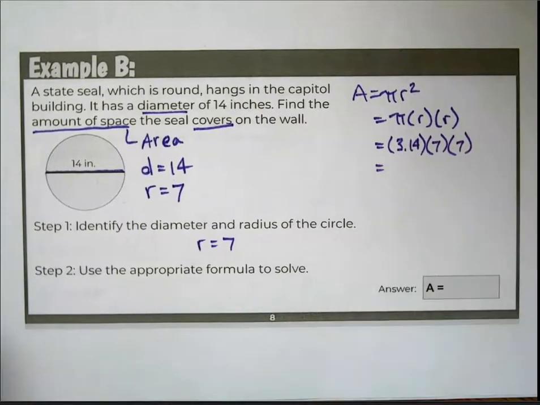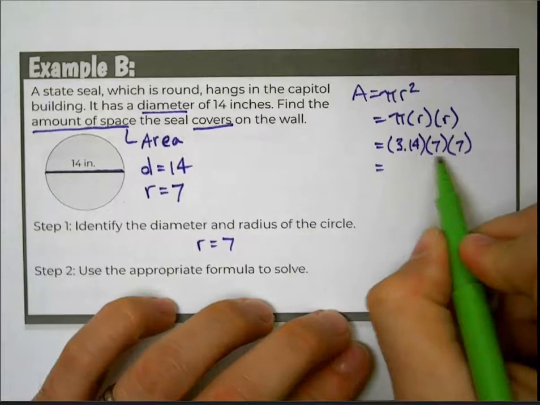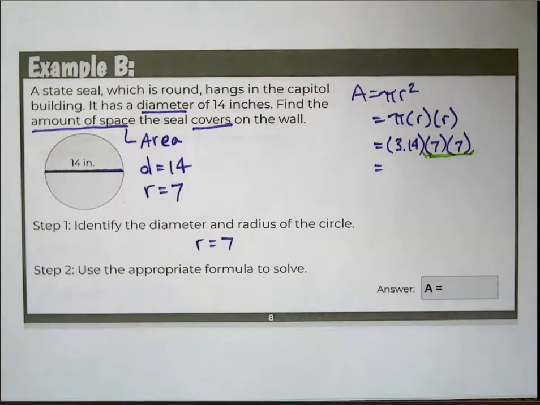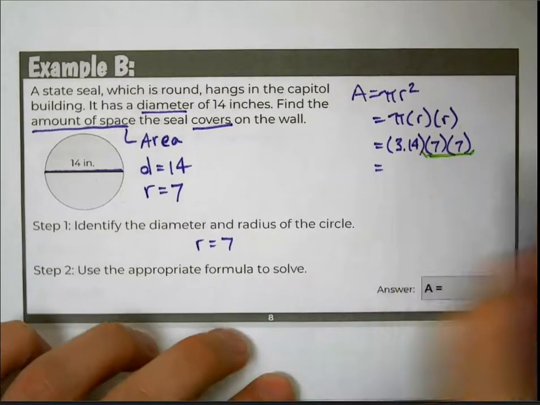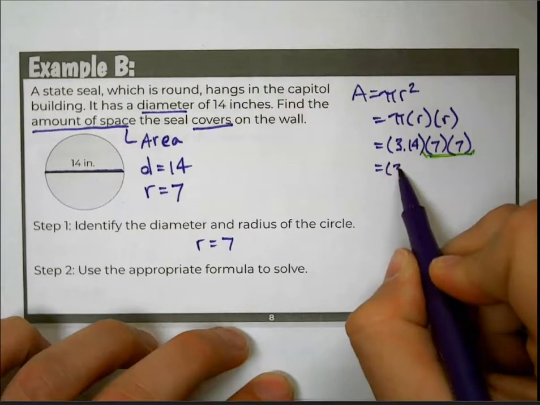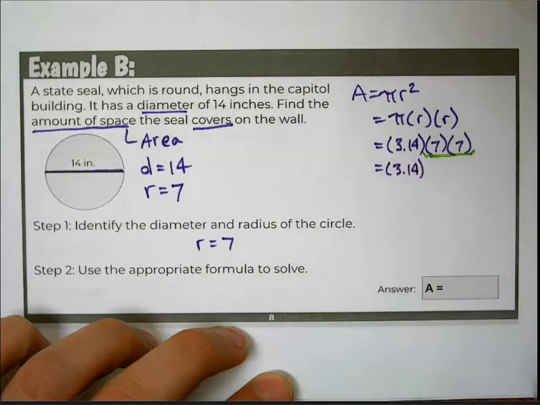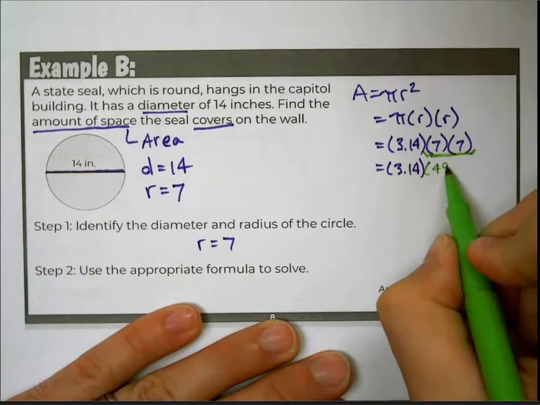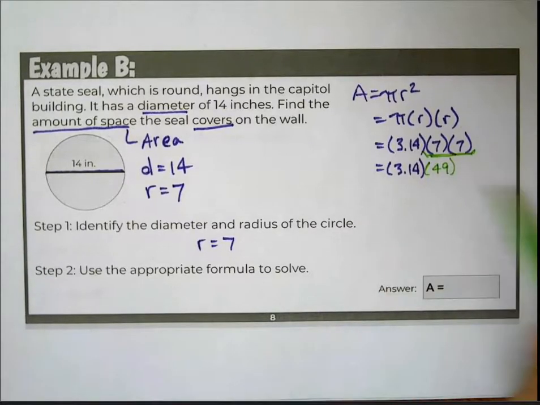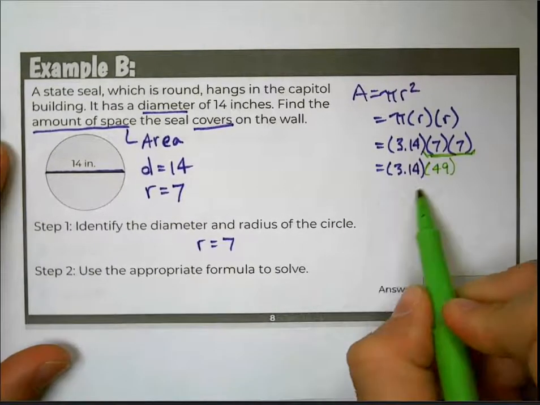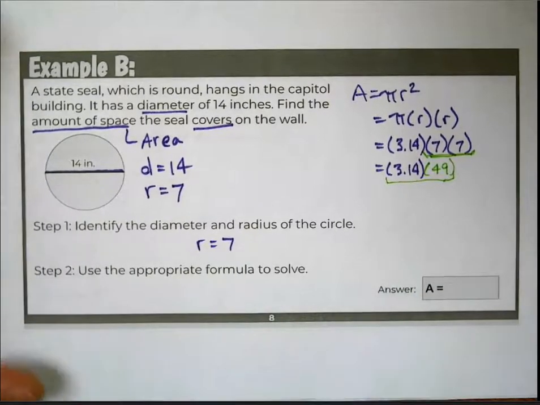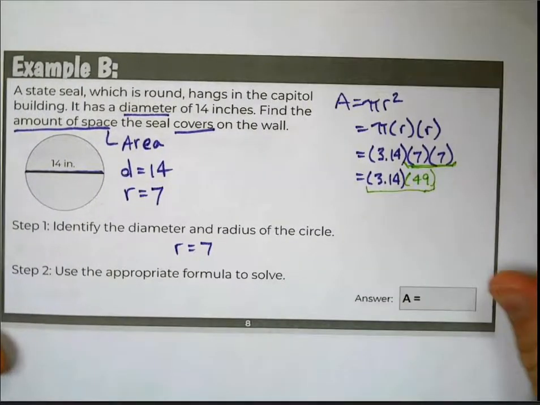Okay, so with multiplication, you can multiply in any order that you want. I like to use just the regular whole numbers first because those are easy. And I usually know what those are. So I have 3.14 times 7 times 7 is 49. Now all I need to do is multiply these two numbers. So 3.14 times 49.